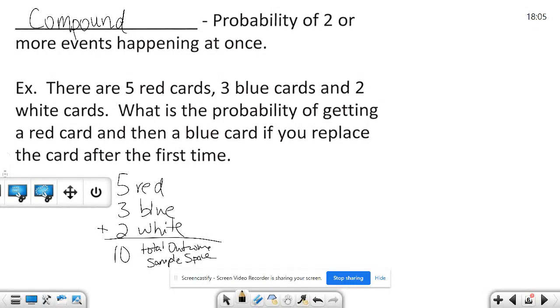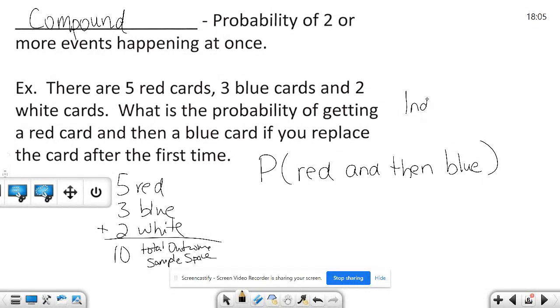So the question says there are 5 red cards, 3 blue cards, and 2 white cards. What's the probability of getting a red card? So you would write that as the probability of getting red and then blue. So two events happening at the same time. This is called an independent event.